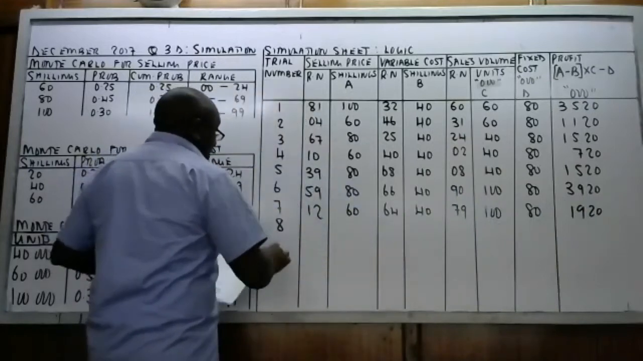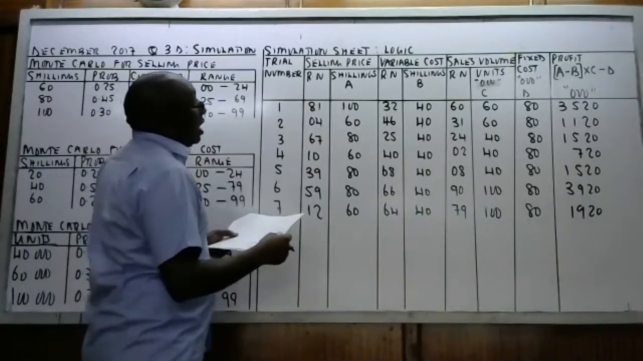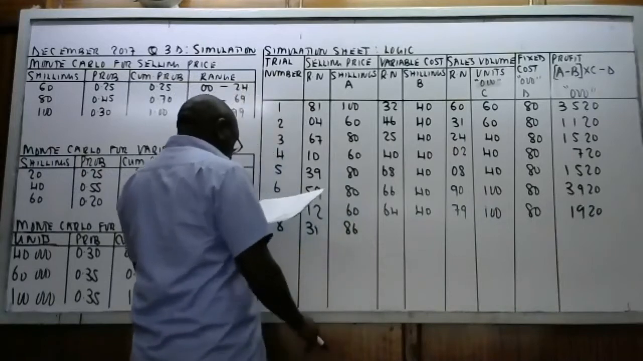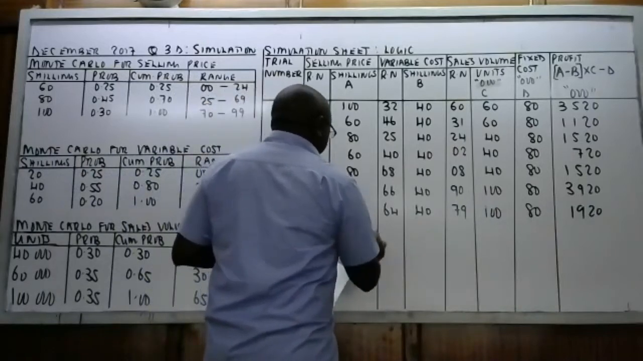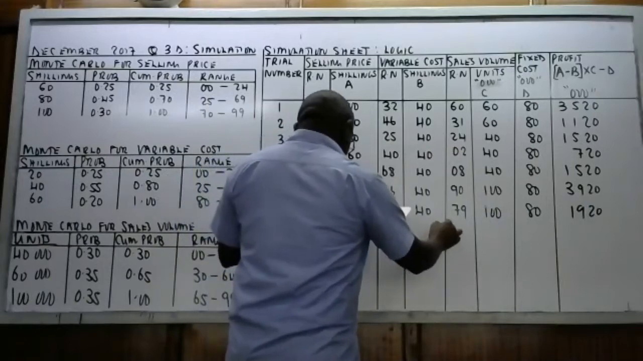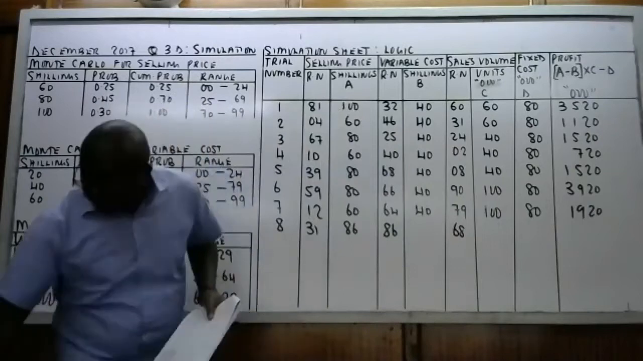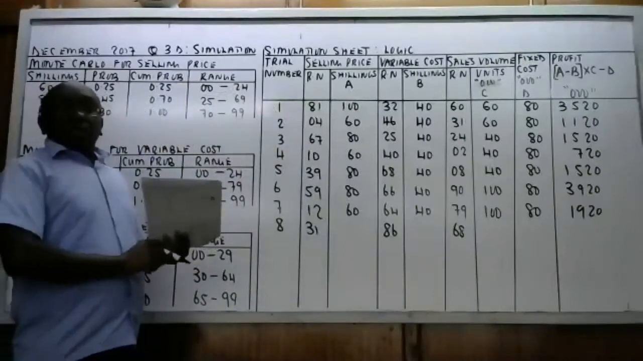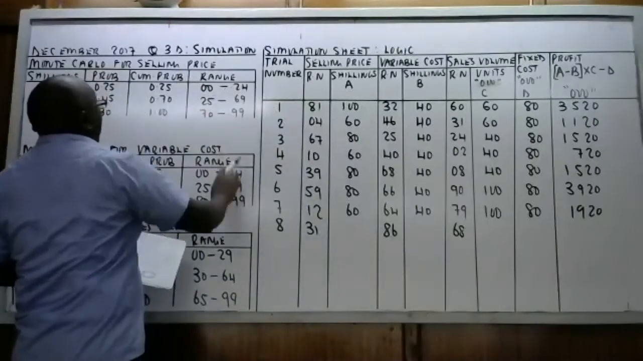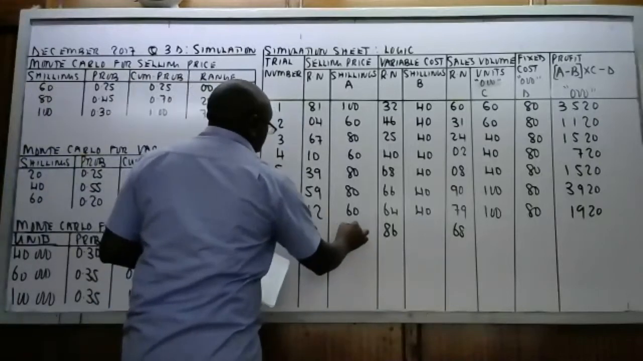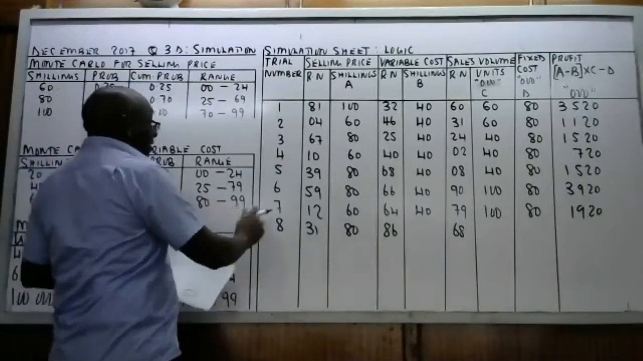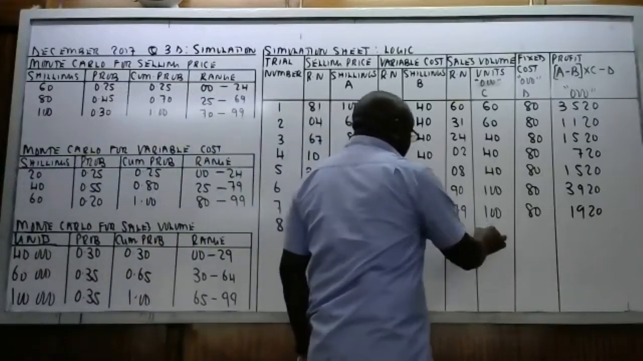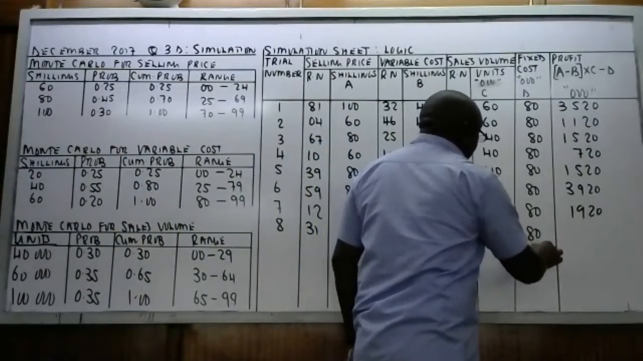Day number 8. After 79, I have 31, 86, and 68. Sorry, this is 86 here, and 68 here. So that one here, I have 80. 86 here, I have 60. 68 here, I have 100. And this is 80.